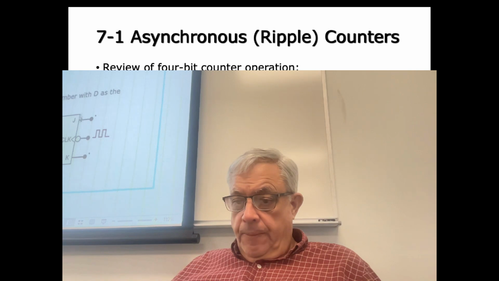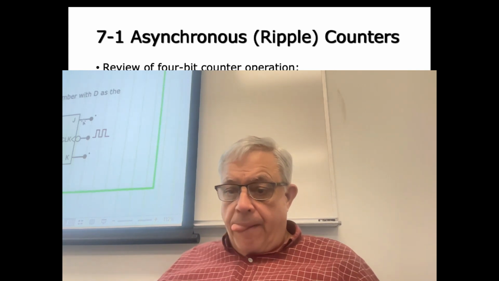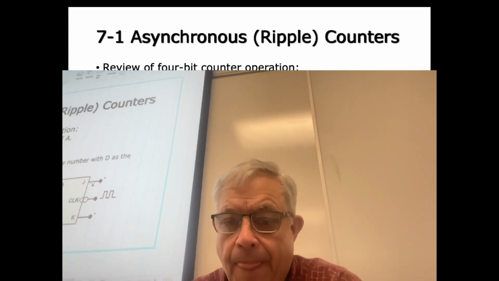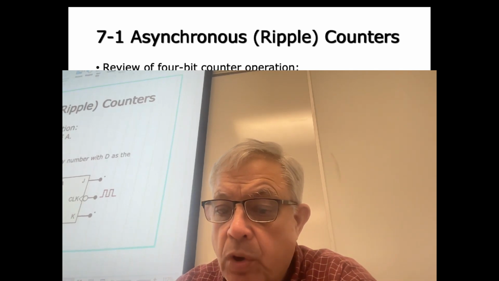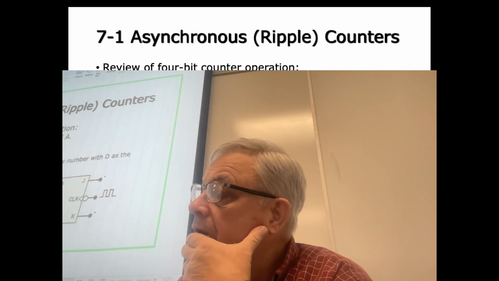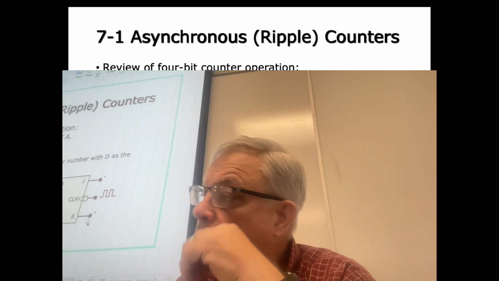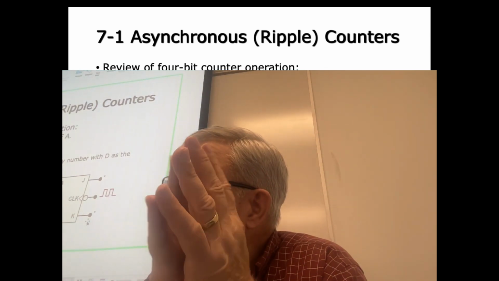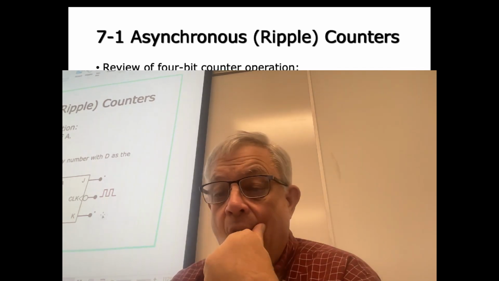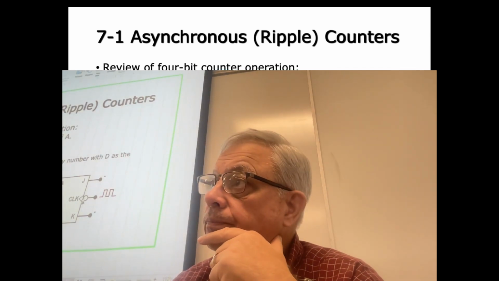J and K are our inputs. Notice the note. All of the J's and K's are 1s. What does that mean? On a JK, if they're both 1s on the clock, it toggles. So when the clock goes down, it toggles.